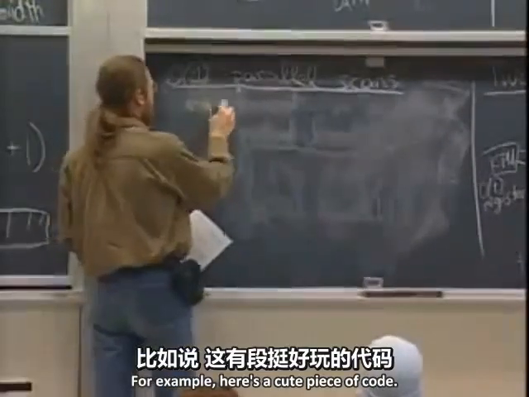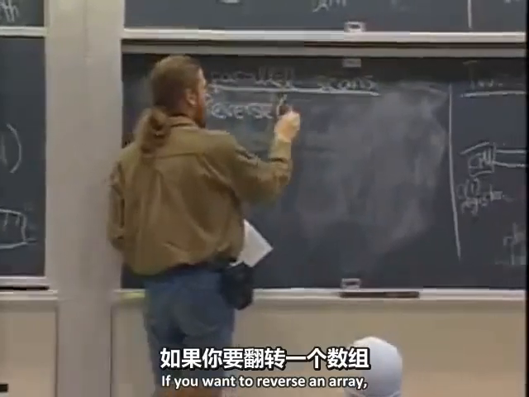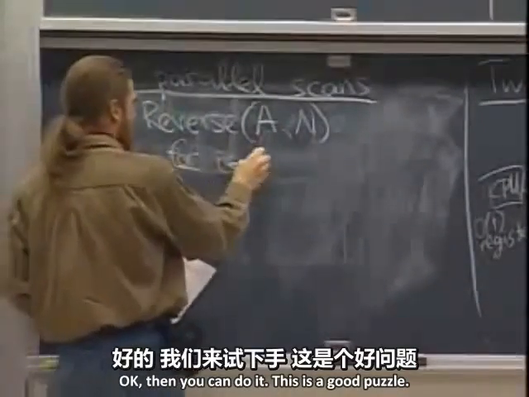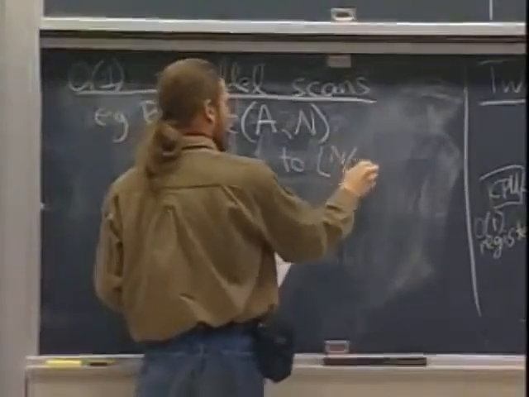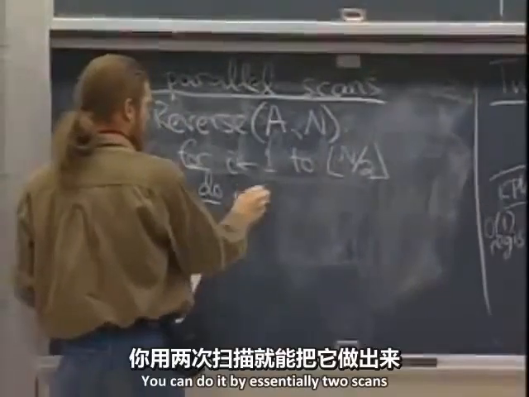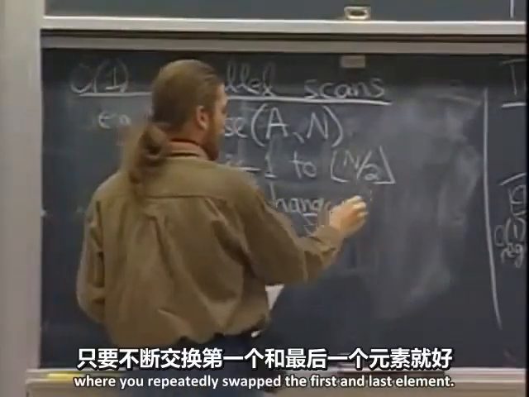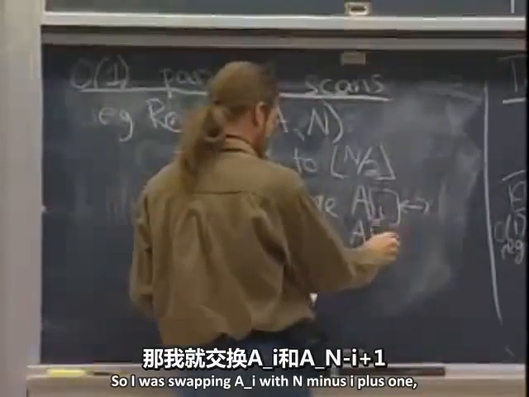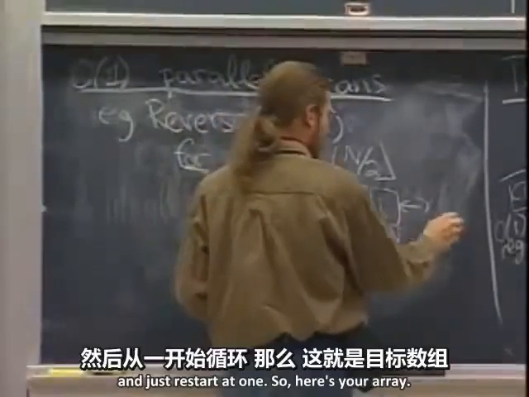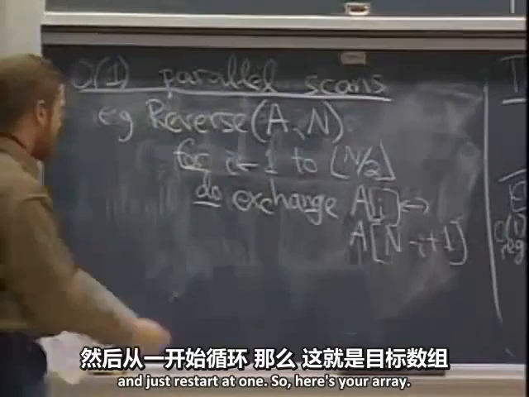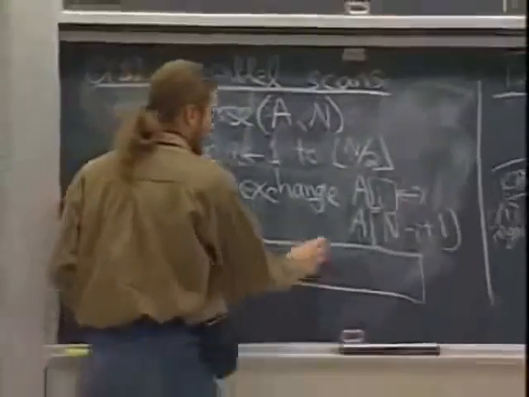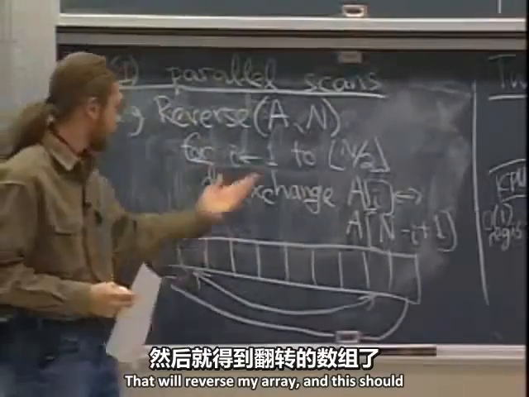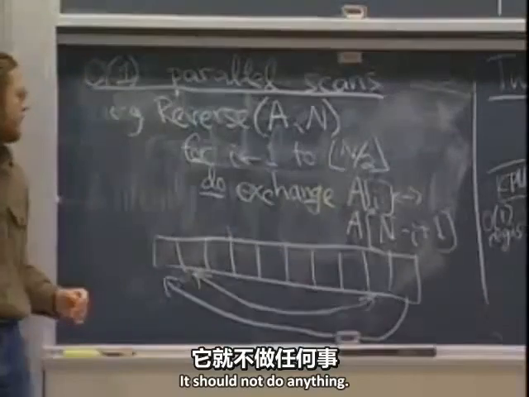For example, here's a cute piece of code. If you want to reverse an array, then you can do it. This is a good puzzle. You can do it by essentially 2 scans where you repeatedly swap the first and last element. So it's swapping A_i with A_(n minus i plus 1), if we start at 1. So here's your array. I swap these 2 guys, and I swap these 2 guys, and so on. That will reverse my array. And this should work hopefully in the middle as well if it's odd. It should not do anything.